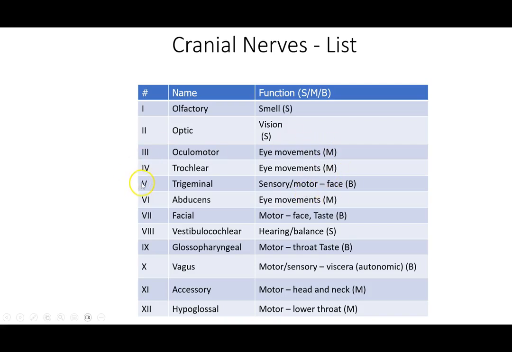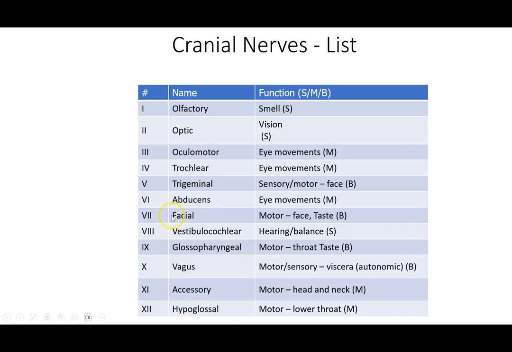So coming back up here to number 5, one of the ones you're learning for lab, the trigeminal nerve. This is both a sensory and motor nerve for the face. So its job is to help with cutaneous sensations, so sense of touch on the skin of the face. And then also controlling muscles of mastication, which is chewing. So the trigeminal nerve is going to help you be able to chew your food and stuff like that.